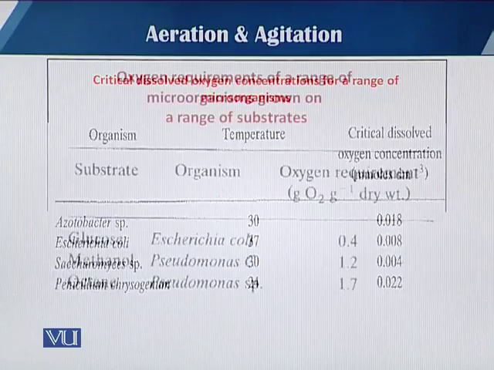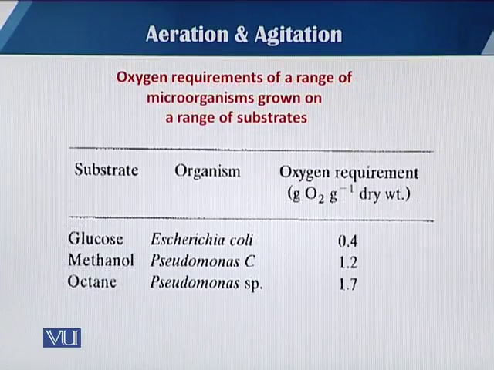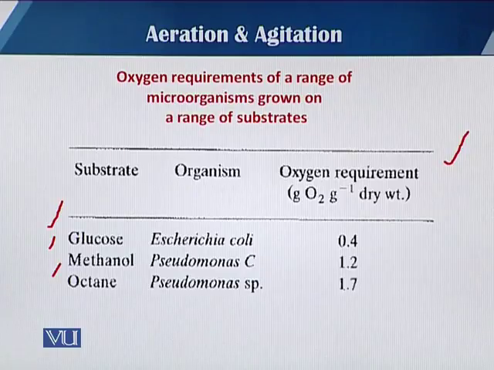In the next slide you can see the oxygen requirement of different organisms with respect to different substrates. You can see in this table that there are 3 different kinds of substrate: glucose, methanol and octane. When the substrate is glucose, the oxygen requirement by Escherichia coli is 0.4 gram of oxygen per 1 gram of dry weight, for methanol it is 1.2, and for octane with Pseudomonas it is 1.7.